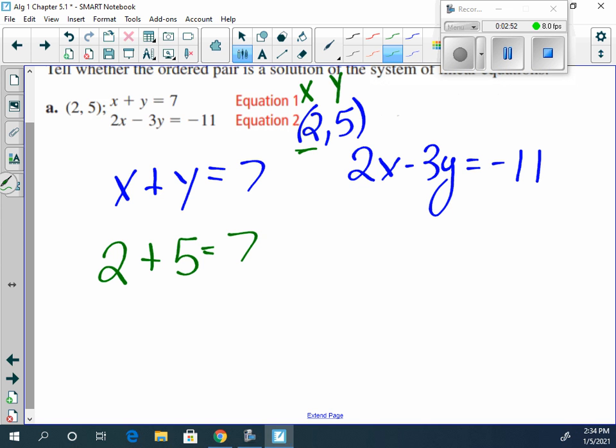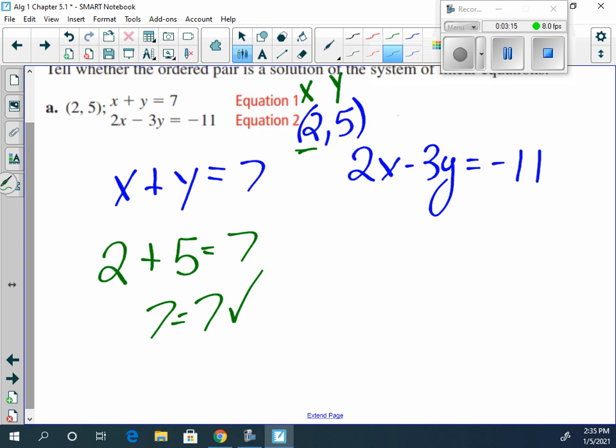Well, 2 plus 5 is 7. Does 7 equal 7? So 2 comma 5 is a solution for the equation x plus y equals 7. It works. 2, 5 is a solution for this one here. Any questions on this so far?